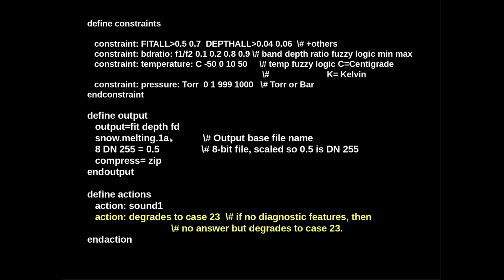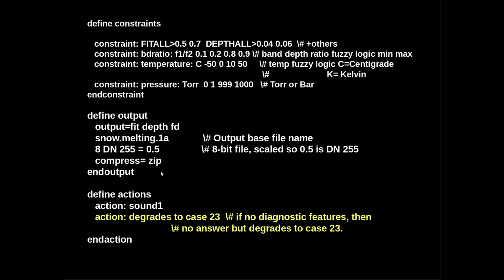What to call the output? So there would be a snow.melting.1a.fit, snow.melting, and so on, .depth, .fd. Then how to scale the output. This has an 8-bit output, so the images are 8-bit. You can also do 16-bit, where the max value of 255 corresponds to a band depth of 0.5, and the file is compressed with a zip compressor. That's gzip.